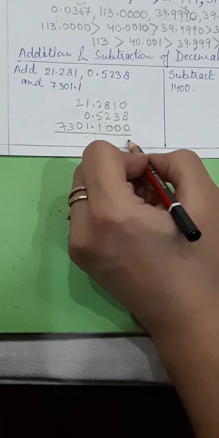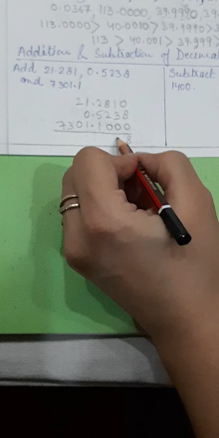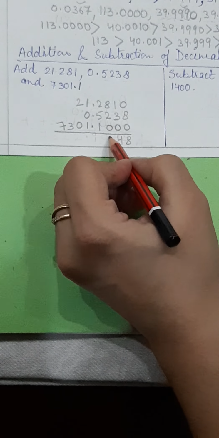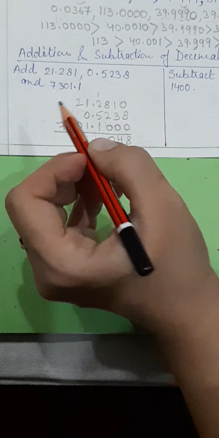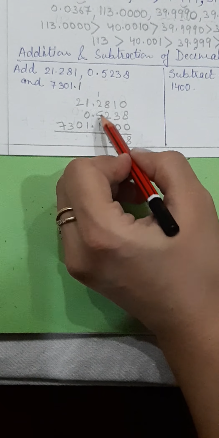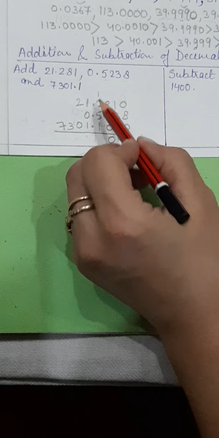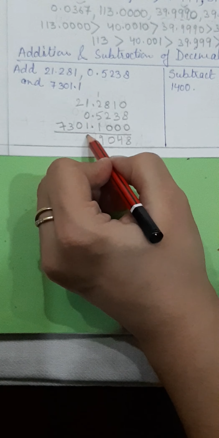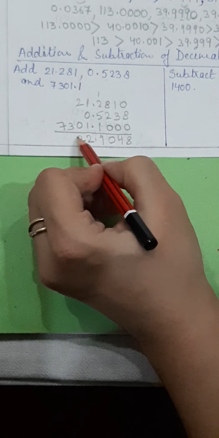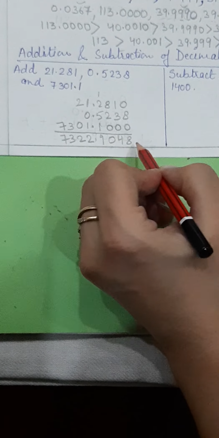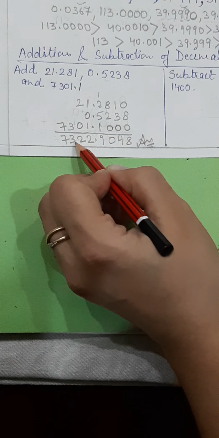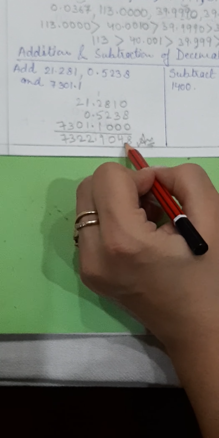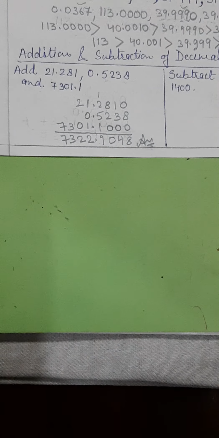When you add, 8, 3 plus 1 is 4, 8 plus 2 is 10, 1 carry, and then add 5 plus 2, 7, 8, 9, point, 1 plus 1, 2, then 2, 3, 7. So the answer will be 7322.9048. Clear?